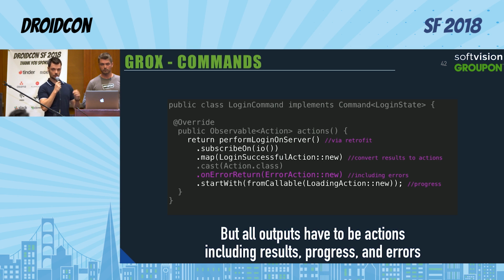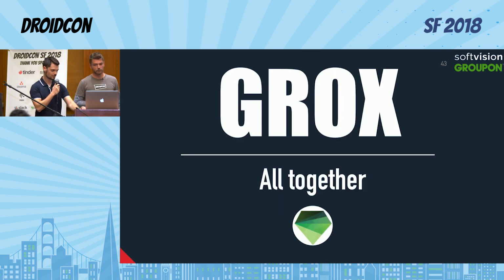So for all possible outputs of your command, which is not pure, not 100% reproducible, you need to have actions. So you always know in what state you are. Right? So this is important. Now I'll let Stéphane see how actions, store, and commands work all together.